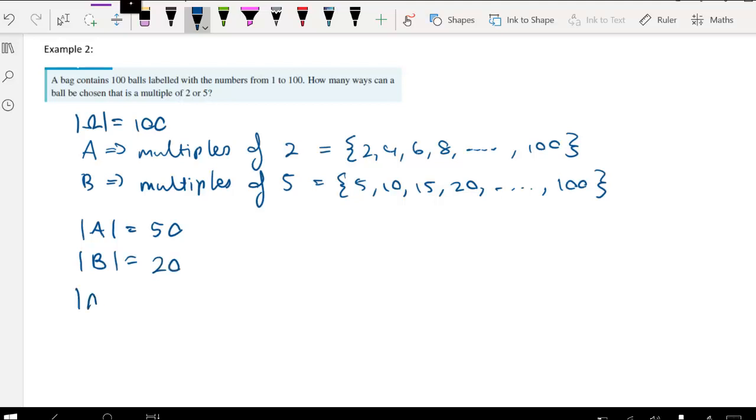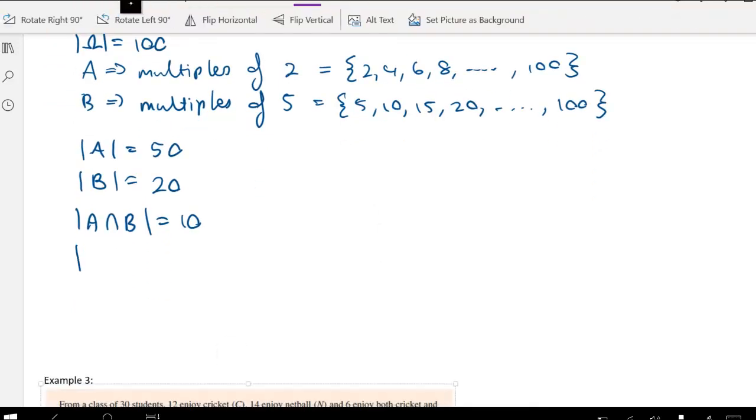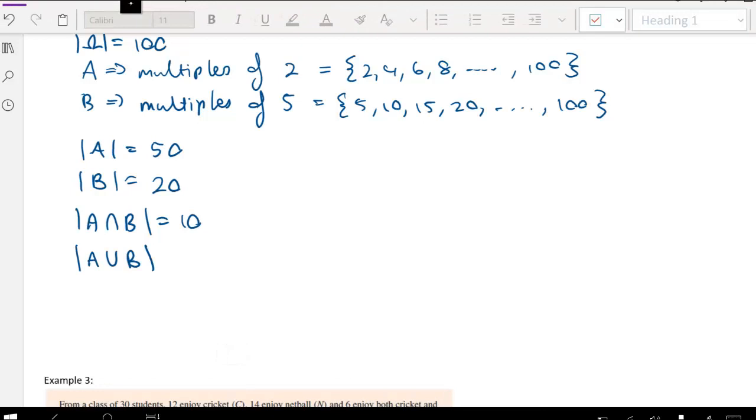Now, how many are both A and B? Multiples of 5 and 2 that cross over all the 10s, right? So that means we've got 10, 20, 30, 40, all the way up to 100, which means that we have 10 of those. Now, what this question is actually asking us is, how many ways can a ball be chosen that is a multiple of 2 or 5? So that means that we're asked to find what the union of A and B will be.